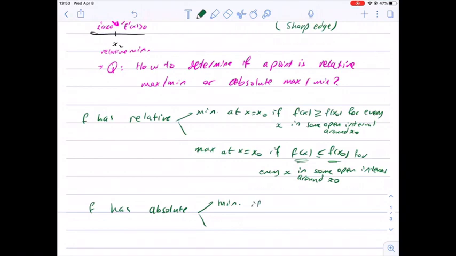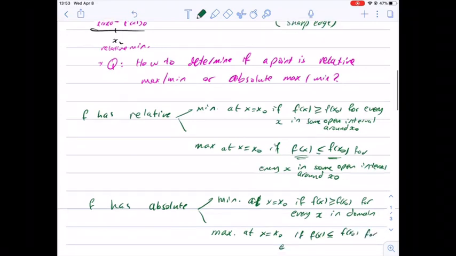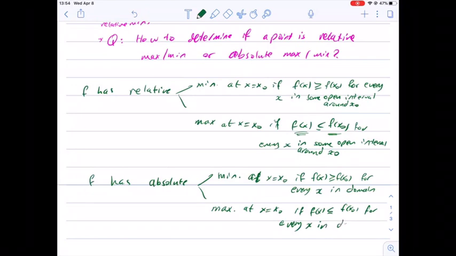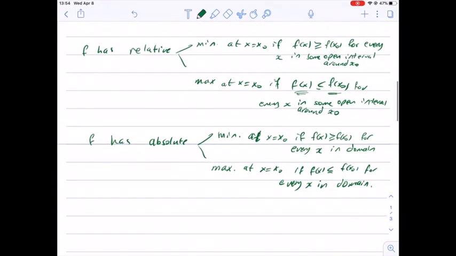And f has an absolute minimum at x equals x naught if f of x is greater than or equal to f of x naught for any x in the domain, for every x in the domain. I mean on the whole domain of the function. And an absolute maximum at x equals x naught if f of x is less than or equal to f of x naught for every x in the domain of the function, not only on some open interval, but on the whole domain. So that's the difference between absolute and relative max and min.